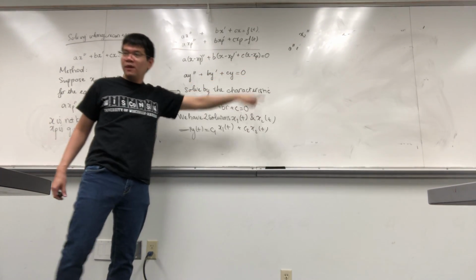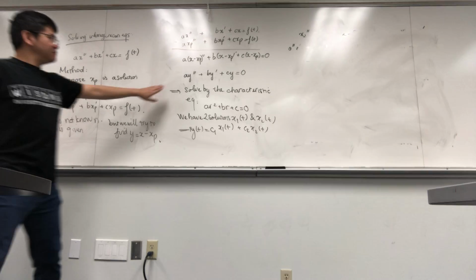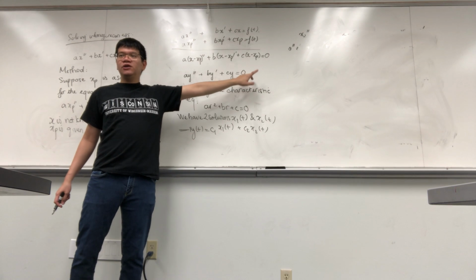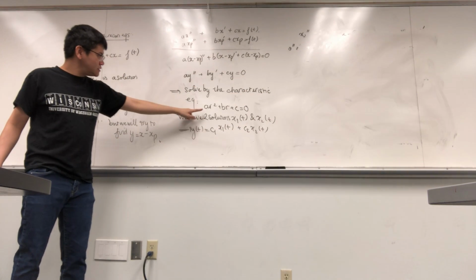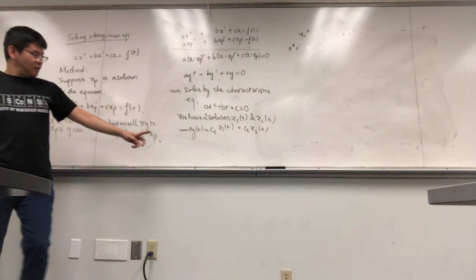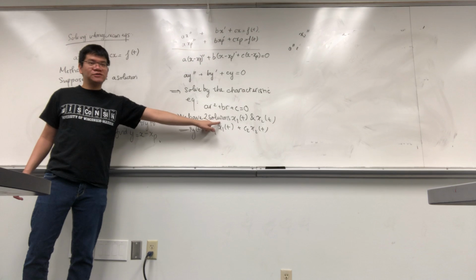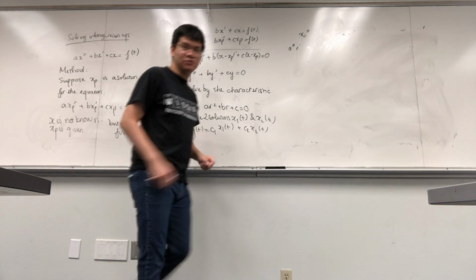So the difference between x and xp is the solution of the homogeneous equation, right? Because this is a homogeneous equation, you can solve it by the method of characteristic. You consider a r squared plus b r plus c, use the previous method, and find two solutions, x1 and x2. So the difference will be c1 times x1 plus c2 times x2.